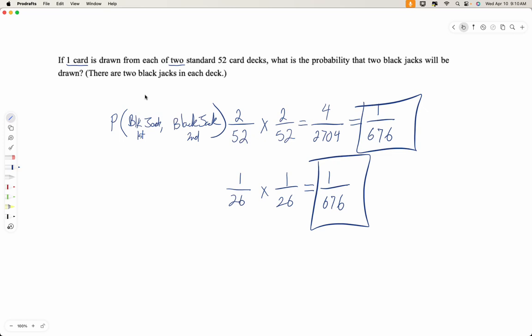This is the number of opportunities that this would be a blackjack in that first deck. You got 2 out of 52, 2 blackjacks out of 52 cards. And our draw is 1 card from each. So we're not adding them together. We're saying I'm drawing 1 card from the first deck and 1 card from the second deck. Independent decks of each other. That's the picture of what's going on. Okay, you've got to understand the picture. Let's move on to the next one.